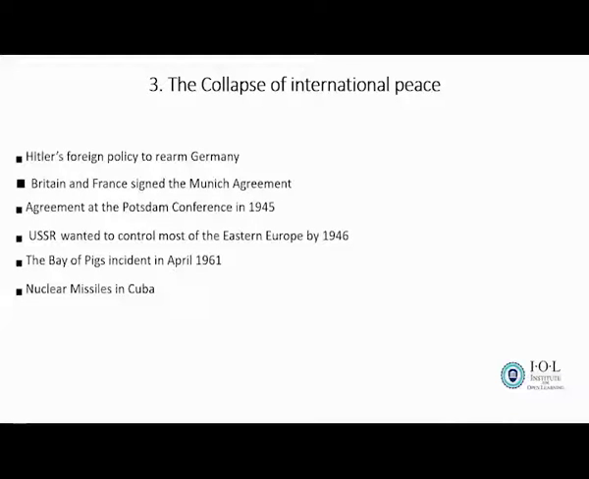And then so many things happened that make us understand the reasons for the collapse of international peace. Hitler's foreign policy also brought chaos in the world. And then the increasing of the military soldiers also brought chaos. And remember I told you that the Rhineland became a demilitarized zone. No soldiers were supposed to be there. No weapons were supposed to be there.